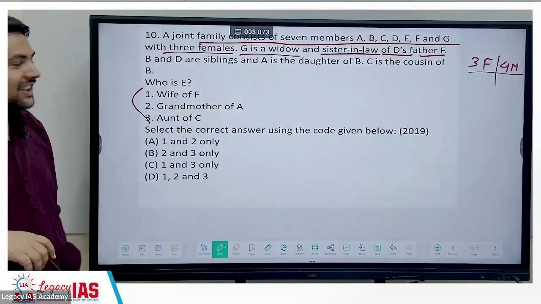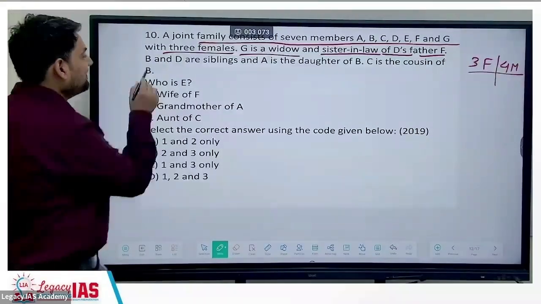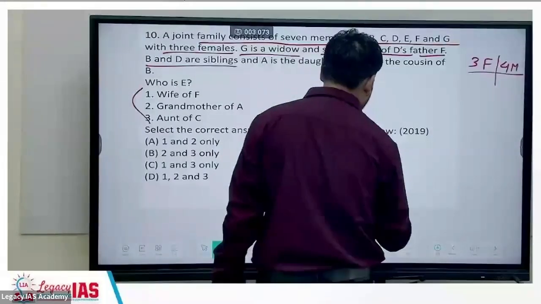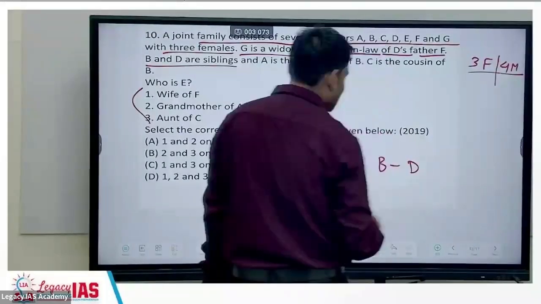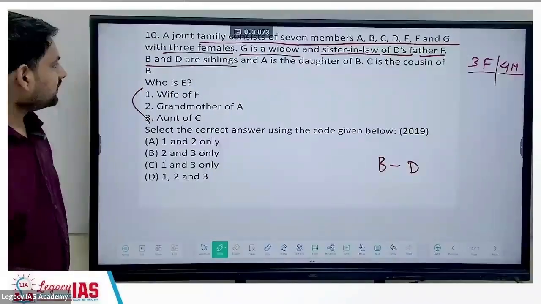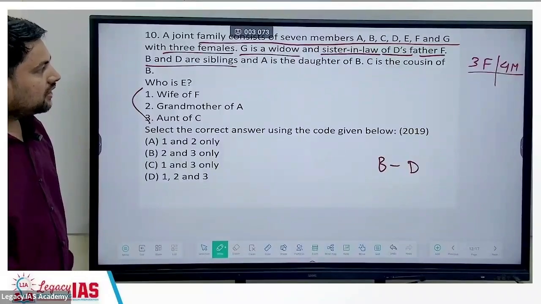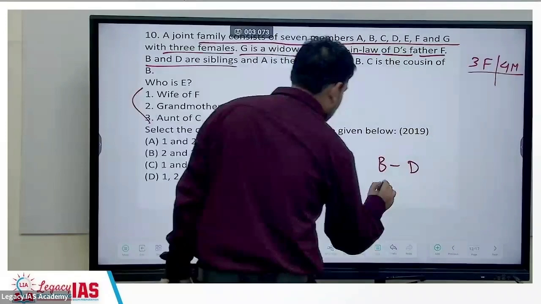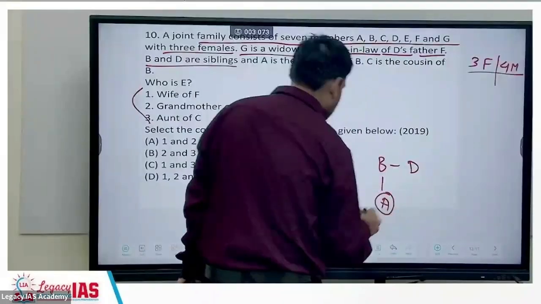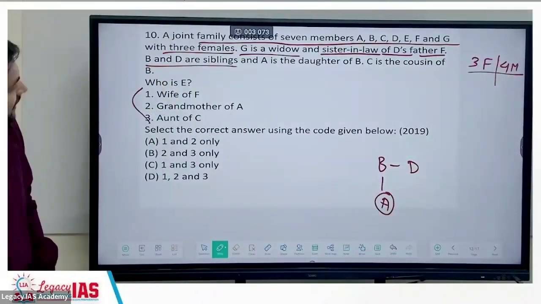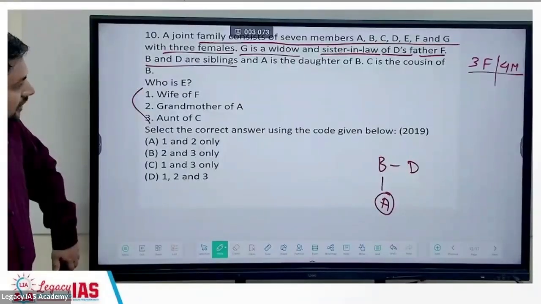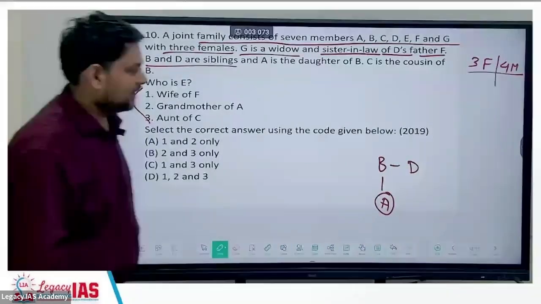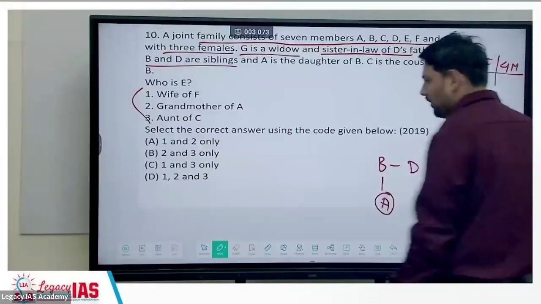Then first draw the simpler relation. B and D are siblings. This you can draw. Then A is the daughter of B. Correct. Then C is the cousin of B. C is cousin of B. How will it look?